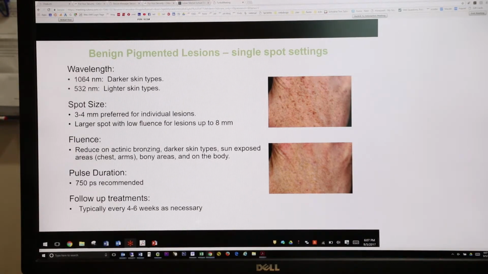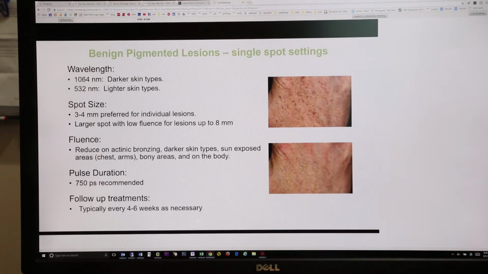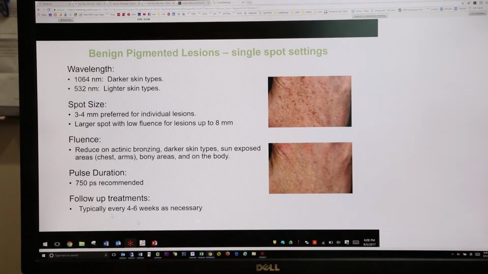Okay, so on tan skin, darker skin, watch out. Bony areas, again, the thin skin, just watch out. They tend to absorb a lot of heat, and you can get that bull's-eye formation that we saw on the previous slide. We always use the picosecond when it comes to benign pigmented lesions because the density and the size of the pigmentation is very small. So there's no need to use the nanoseconds on the pigmented lesions. Okay, and then 4 to 6 weeks is necessary, 4 for the face, maybe 6 for the arm, because it takes a little bit longer to heal.